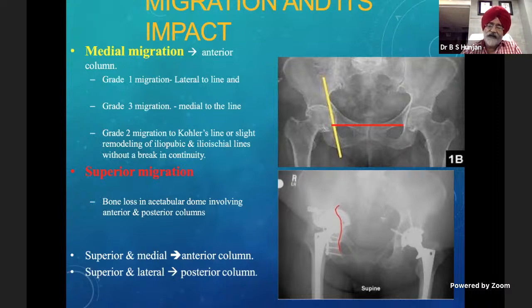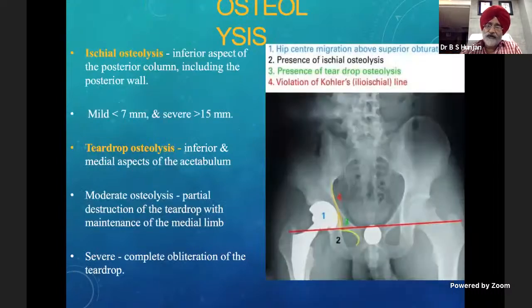And superior migration, the bone loss is in the acetabular dome, and it involves the anterior and the posterior columns. Now, superior and medial migration, if it is there, it involves the anterior column, and superior and lateral migration, it involves the posterior column. Now, osteolysis. Ischial osteolysis is there if it is the inferior migration or the inferior aspect of the posterior column is involved, and it also includes the posterior wall of the acetabulum.